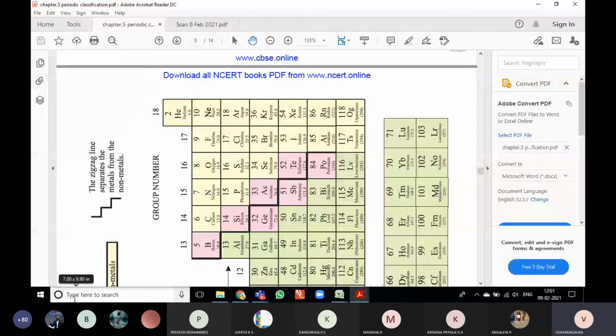Note the points again. Classwork is for taking notes, not only for writing question answers. Whatever I give, you can write in the classwork.